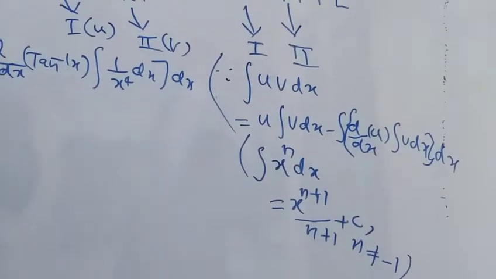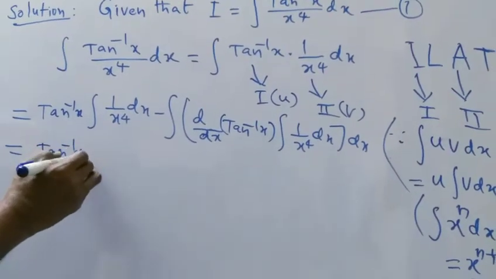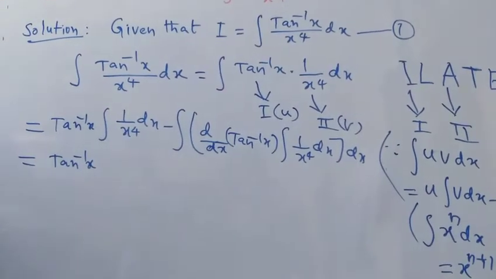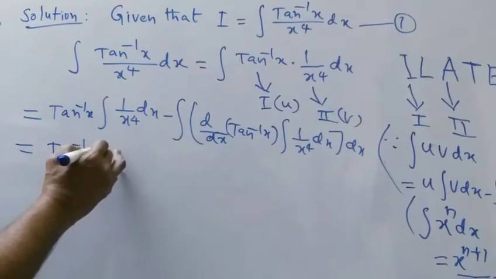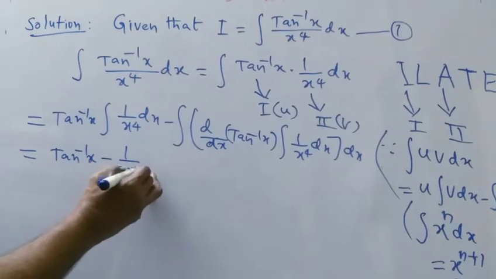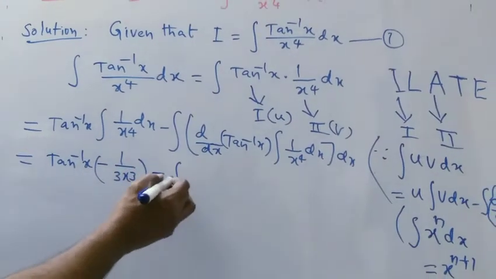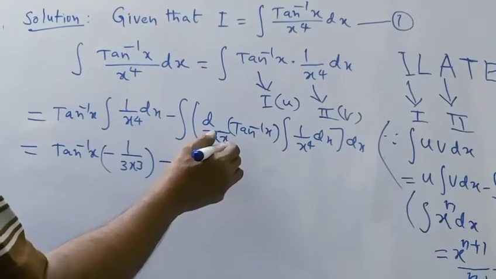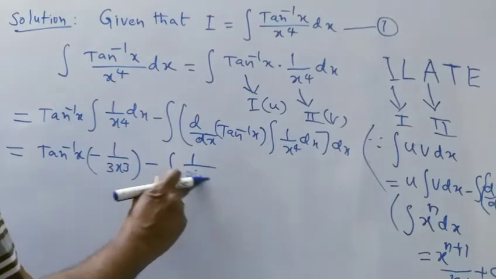So by using this it becomes tan inverse x times the integral of 1 by x to the power of 4 dx, which is equal to minus 1 by 3 x cube, minus 1 by 3 into x cube, minus integral of the differential of tan inverse x. The differential of tan inverse x with respect to x is equal to 1 by 1 plus x square.